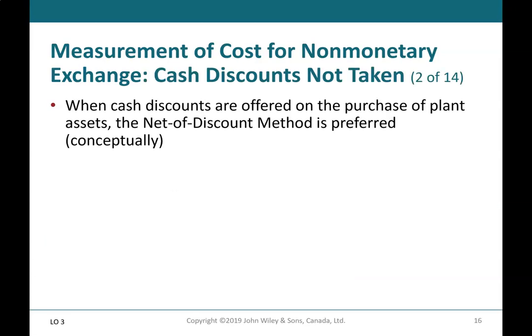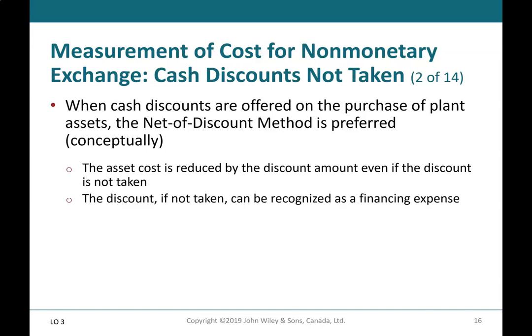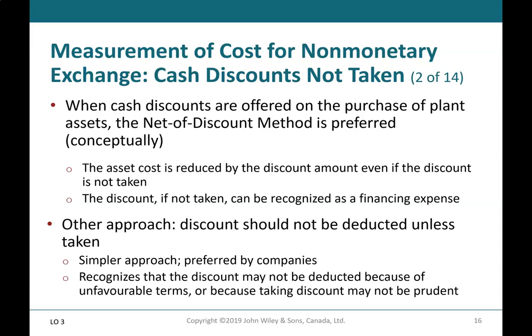Measurement of cost for non-monetary exchange, cash discounts not taken, 2 of 14. When cash discounts are offered on the purchase of plant assets, the net of discount method is preferred conceptually. The asset cost is reduced by the discount amount even if the discount is not taken. The discount, if not taken, can be recognized as a financing expense. Other approach: the discount should not be deducted unless taken. The simpler approach preferred by companies recognizes that the discount may not be deducted because of unfavorable terms or because taking the discount may not be prudent.